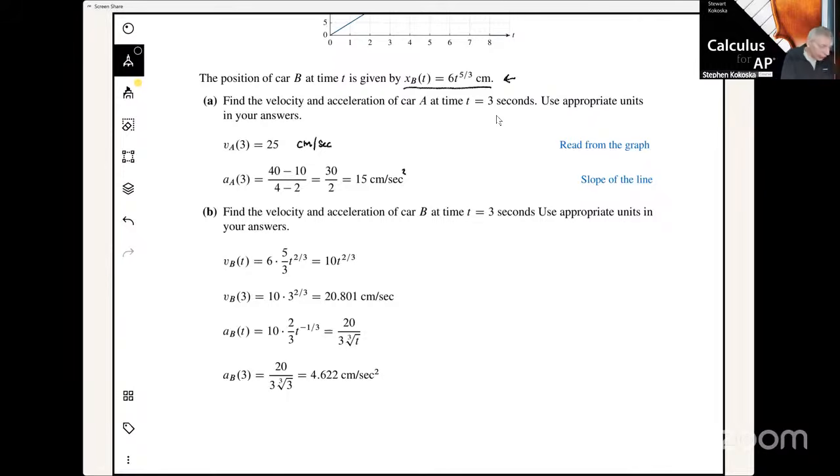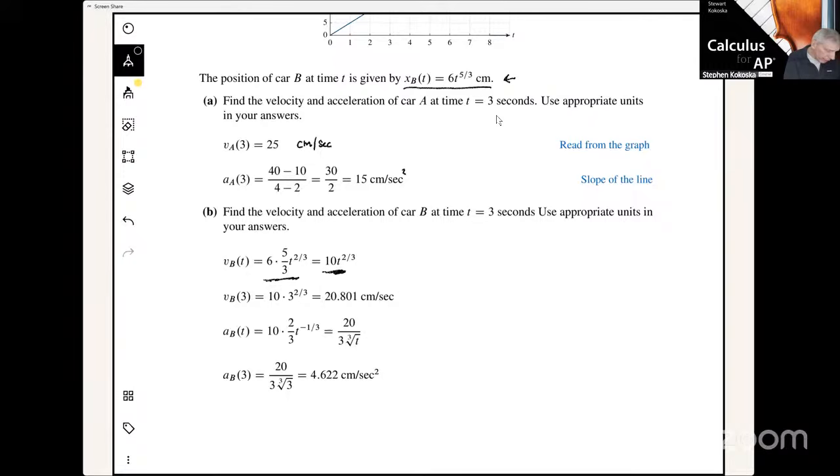We have the position of car B. So we've got to find the velocity. So we take the derivative. There it is. There's a constant 6 out in front. And we just need to use the power rule. So bring the power down, 5/3 times t to the 5/3 minus 1, t to the 2/3. I think I did a little bit of simplification there. So there's an expression for the velocity.